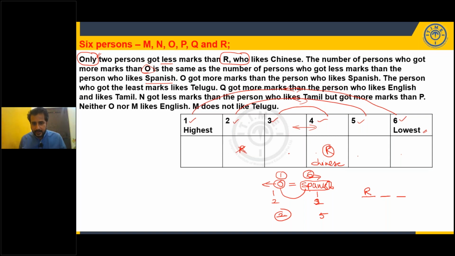And are the 3 and 4 corresponding positions possible? No, because already in the fourth position we have fixed the person as well as the language. So this is not possible, 3 and 4.